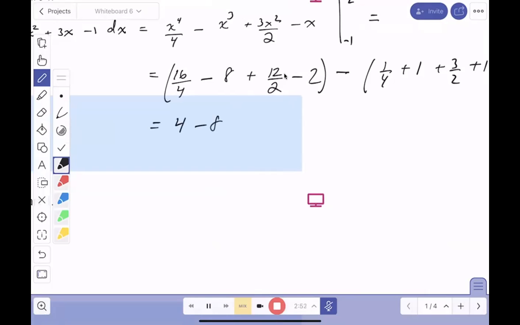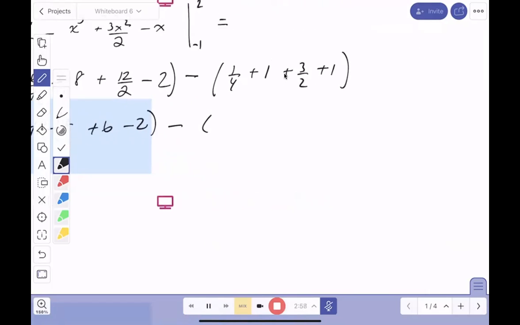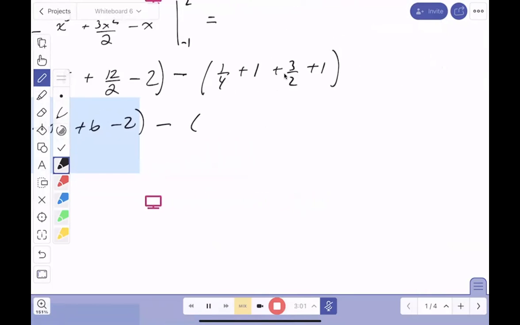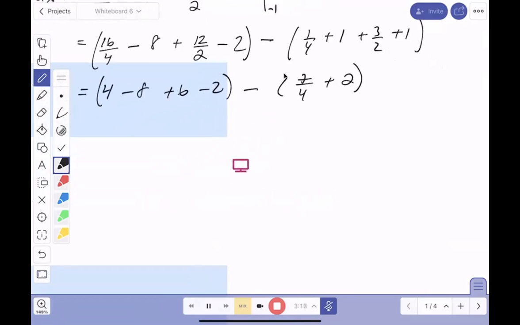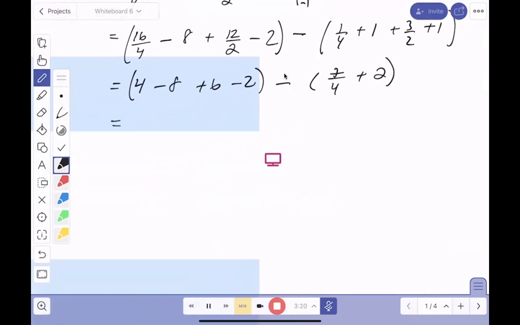4 minus 8 plus 6 minus 2, minus... I think I can do this one over here. I'm going to do the 1 quarter and 3 halves. And by the way, if I make a mistake, I'll know that by looking at my key. Mistakes are going to happen when you start practicing. A quarter and three halves is going to be 7 quarters plus 2. All right, let's keep going. Let's see. 4 plus 6 is 10. Minus 8 minus 2 is minus 10. So that's 0. That's pretty good.